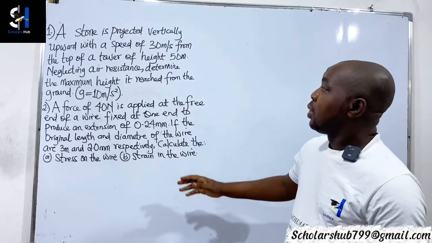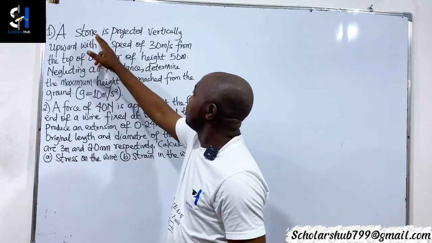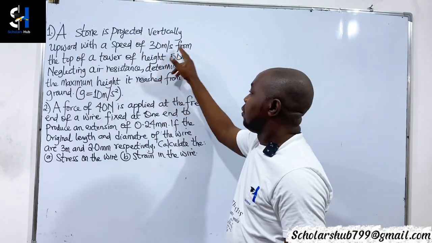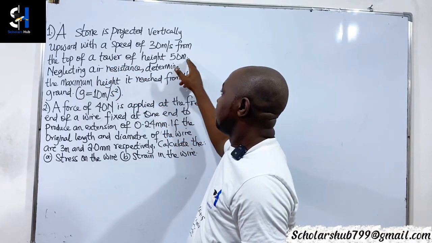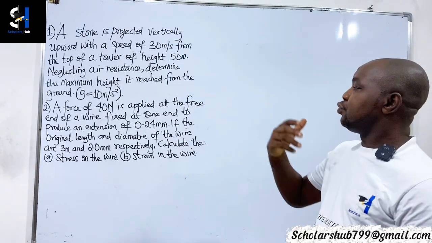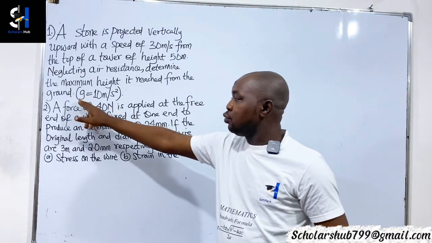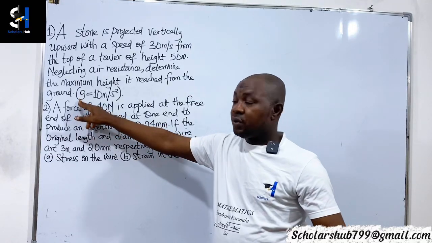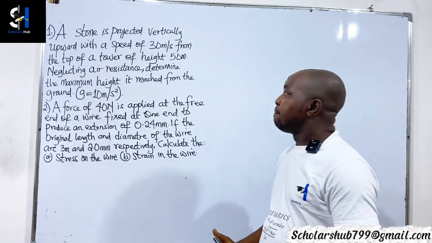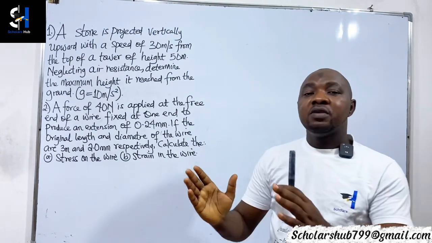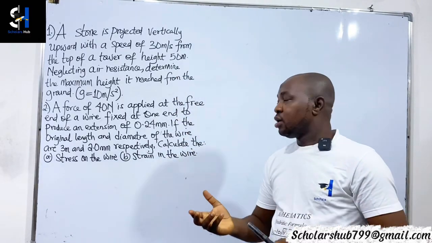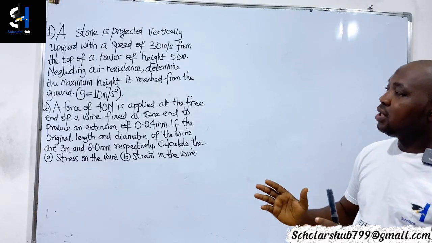Now the first question: a stone is projected vertically upward with a speed of 30 meters per second from the top of a tower of height 50 meters, neglecting air resistance. Determine the maximum height it reached from the ground. We are given g, acceleration due to gravity, to be 10 meters per second squared. In this question, we are not given the launch angle, also known as the angle of projection.